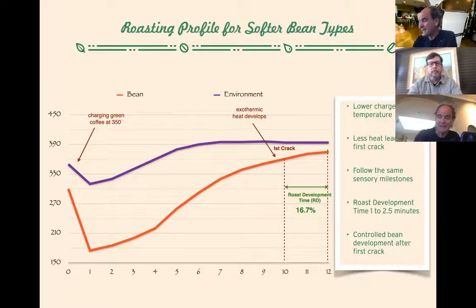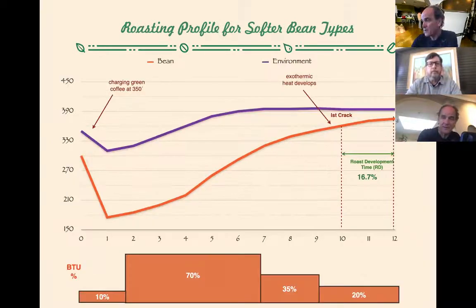In this example of this roast, we had about 2 minutes of roast development time on a roast that took 12 minutes. If you calculate that, that's a roast development time of 16.7%.